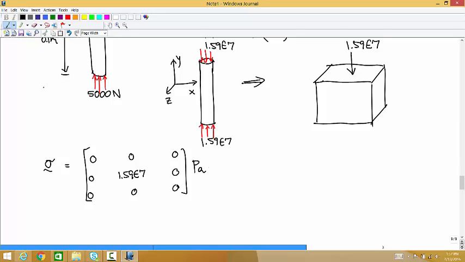Would that be a negative 1.59? Yes, negative. You can see it once you draw the stress tensor, but also you know it's in compression, so it needs to be negative.